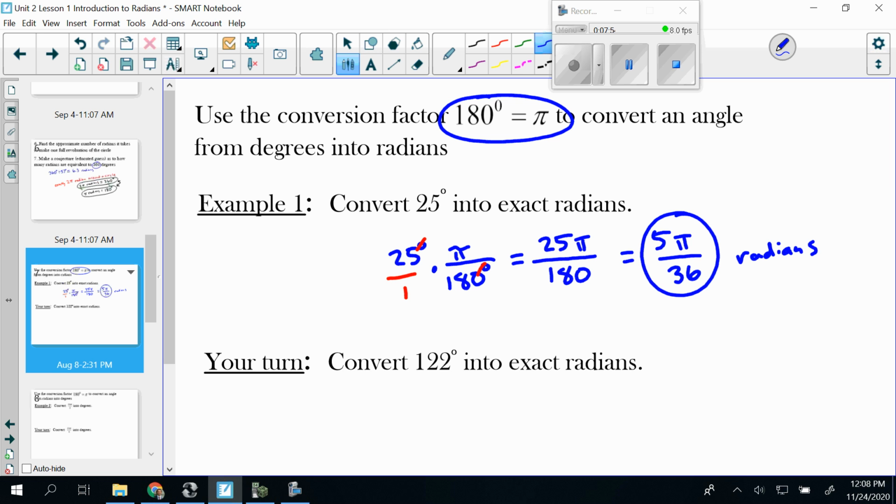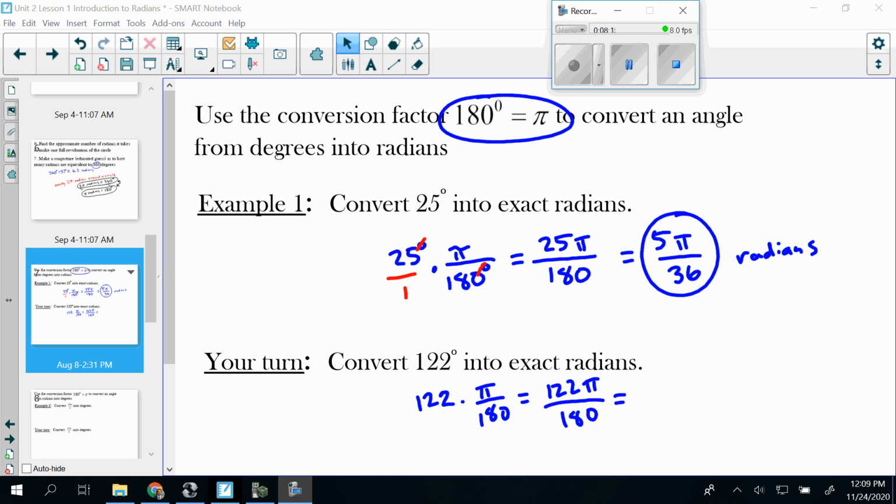Typically you don't need to include the word radians. It's just kind of understood if you don't see the degree sign that your angle is in fact in radians. All right, your turn. Why don't you pause the video, see if you can convert 122 into exact radians.